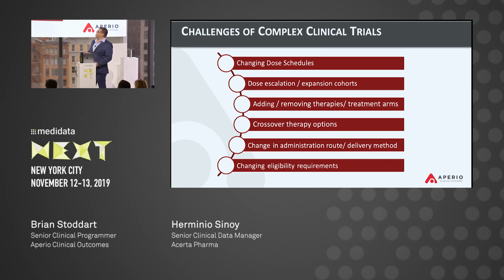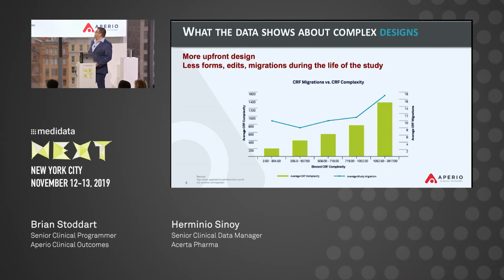Some of the challenges you'll see in some of our real-world examples are changes in dose schedules, dose escalation and expansion cohorts, adding and removing therapies and treatment arms, crossover therapy options, change in administration and route and delivery method, and changing eligibility requirements. These are just some of the changes you'll see, and many of these you'll see in our real-world examples, but there's more beyond this. And these present a challenge when designing a database up front.